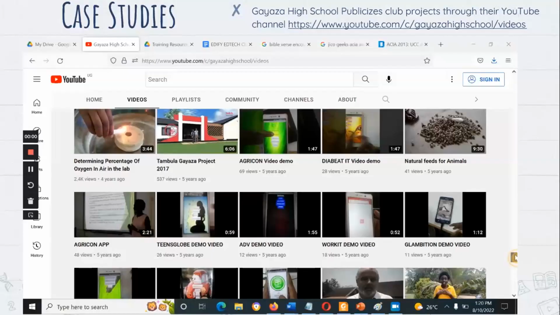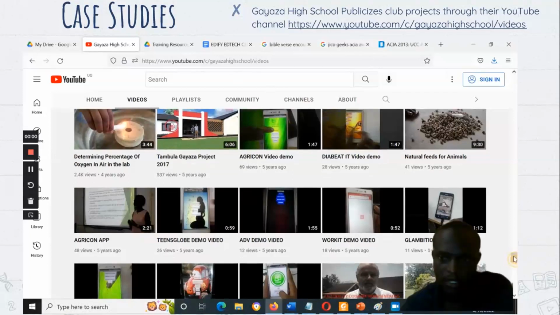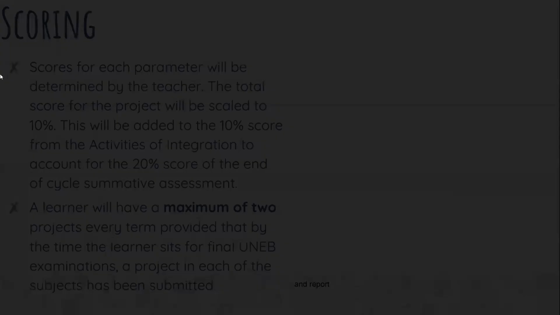And then Mr. Andrew told us about the evidence. Evidence is important. When learners are presenting their project, please record something. Like Gaza High School, they record their projects and put them on their YouTube channel. It shows evidence of project work in the school. Take photos. If you cannot record videos, at least photos should be there as part of the report.